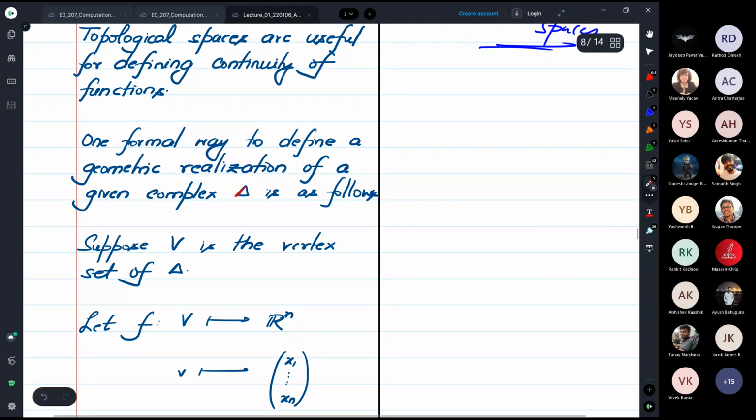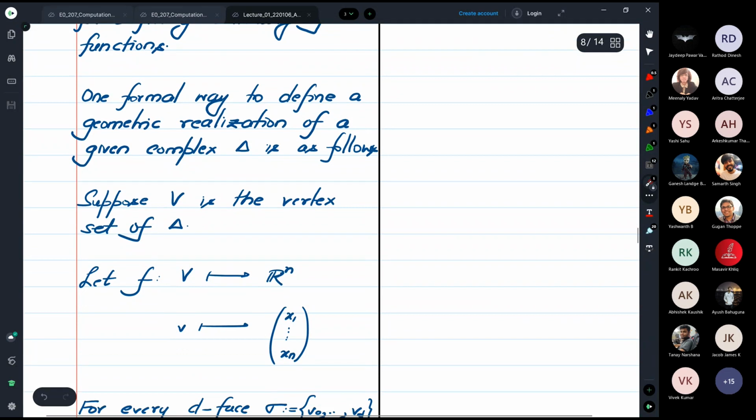But formally, we want to associate a topological space. So how do we do that? Let's say we have been given this simplicial complex delta. We first identify the vertex set of delta. V is the vertex set. This is the collection of all zero-dimensional faces in delta, or sets with cardinality 1.